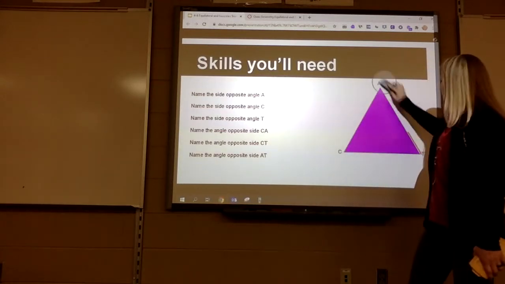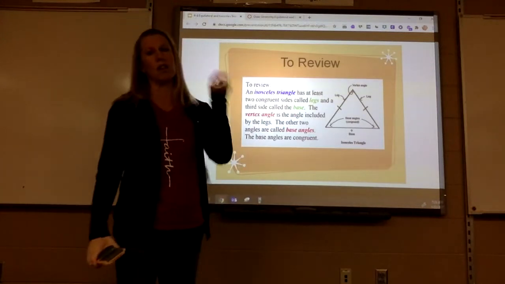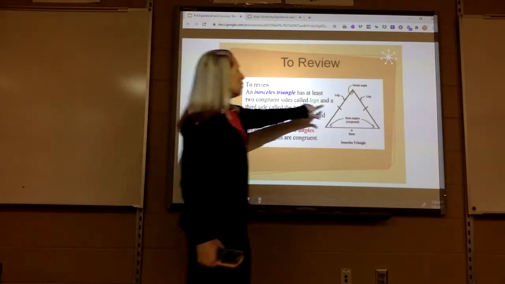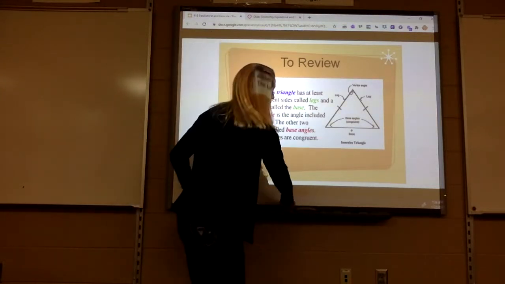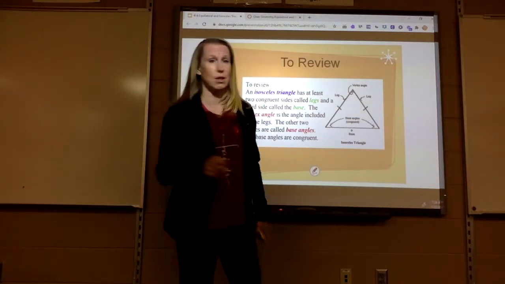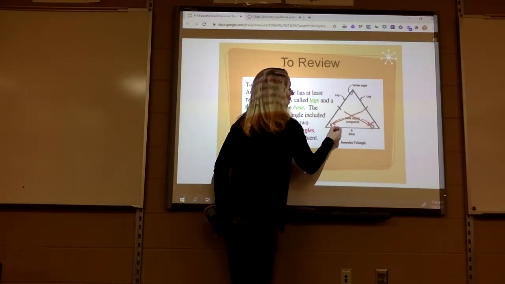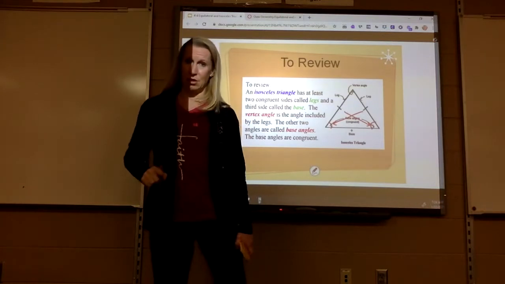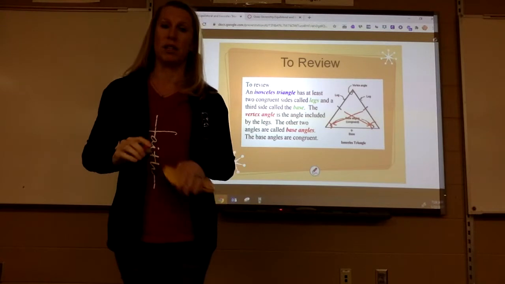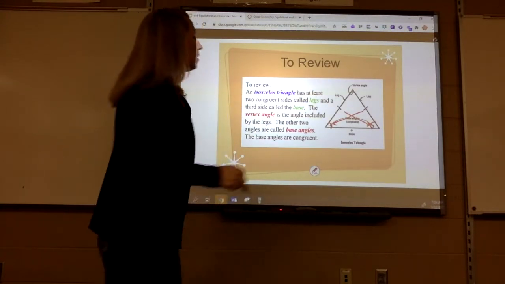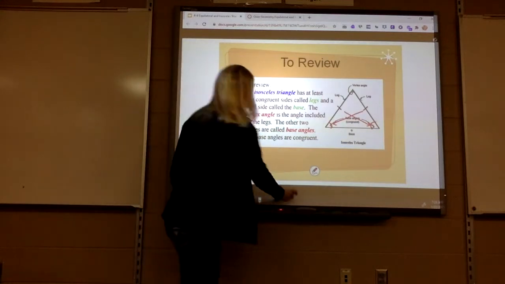So let's talk about an isosceles triangle. If you forgot, an isosceles triangle has two equal sides. Those two equal sides are called legs. If I look for the angles opposite those legs, this angle and this angle, those are called base angles. And the base angles of an isosceles triangle are always congruent. They equal each other. This extra angle up here, that's called a vertex angle.